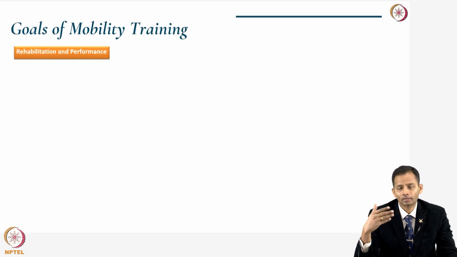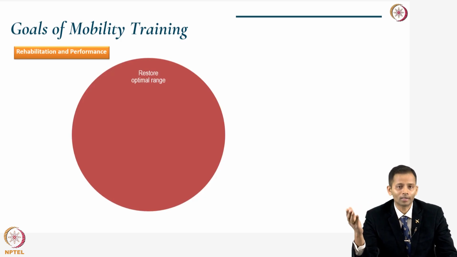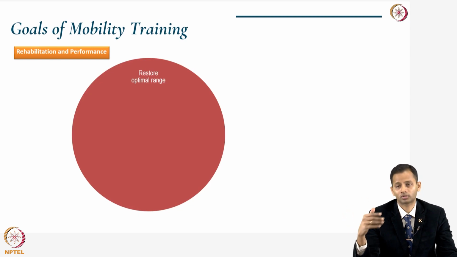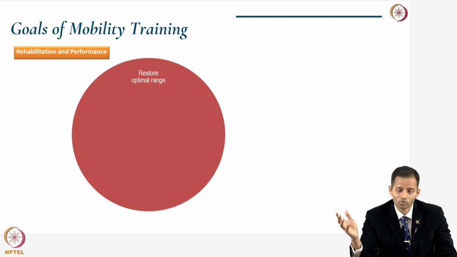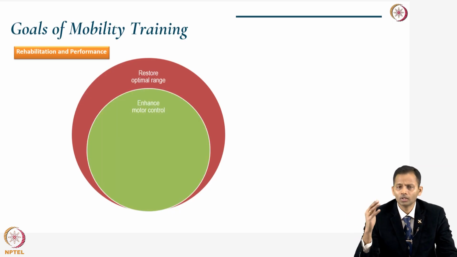When you look at the goals in terms of rehabilitation and sports performance, the major goal of mobility training is to restore the optimal range, because here I am not saying it is full range of motion. The range of motion is dictated by the sports demand. It depends on the requirement of the joint angle at that particular point when the movement has to be executed.